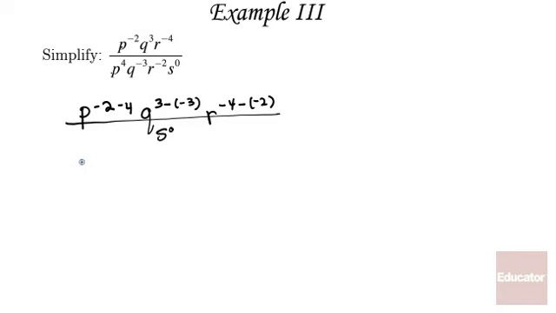Negative 2 minus 4 is p to the negative 6. Q, and this is 3 minus a negative 3. That becomes a positive 3. So that's 3 plus 3 is 6. And it's very easy to make a small mistake like this when you're dealing with a negative and a negative. So it's 3 plus 3, which is q to the 6. And then again, I have a negative minus a negative and then a negative 2. So that's minus 4 plus 2. And that's going to give me r to the negative 2.